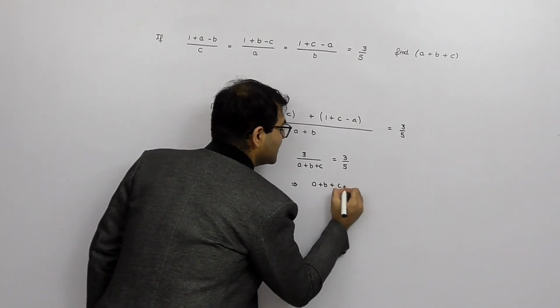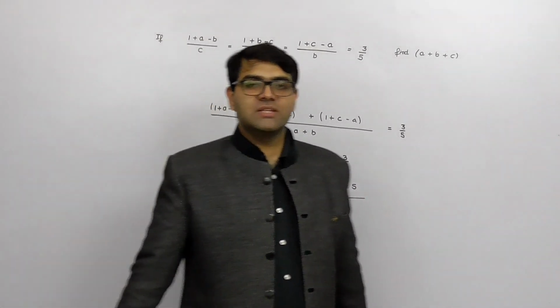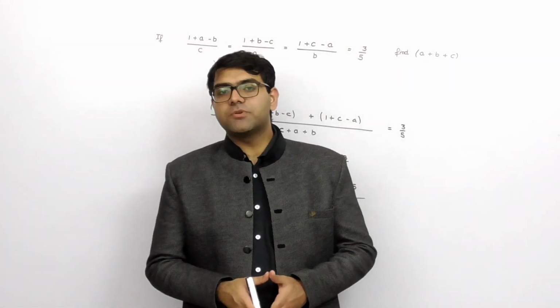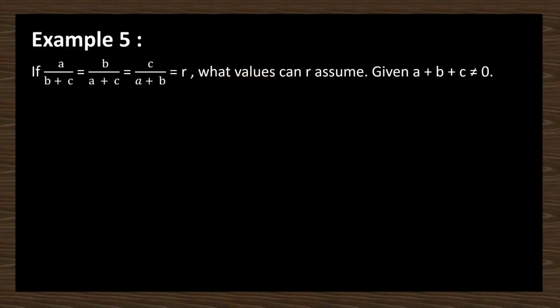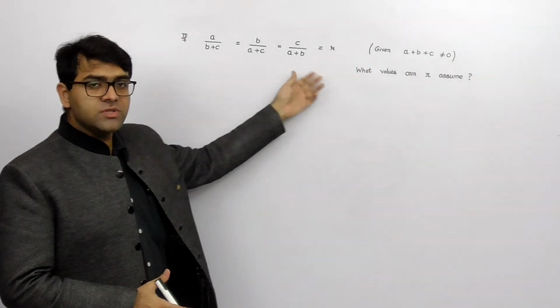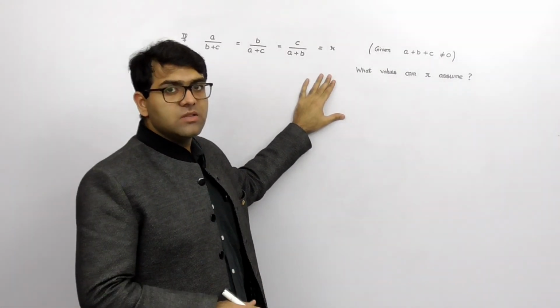Hopefully we are following this example here. Two more examples and then we end the chapter of proportions. If a upon b plus c equals b upon a plus c equals c upon a plus b equals r, then what values can r assume given a plus b plus c is not equal to 0? In this given question, I am handling this expression and this expression, which eventually equals r. I have to find the value of r.